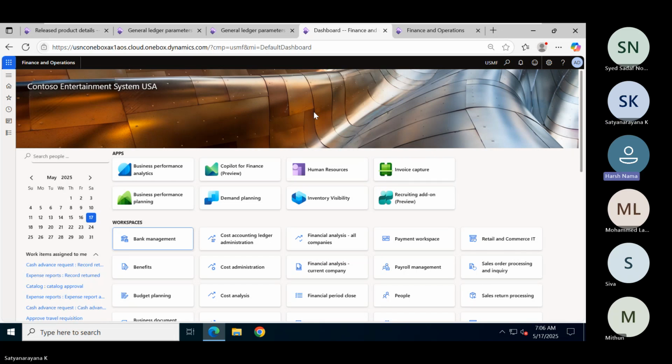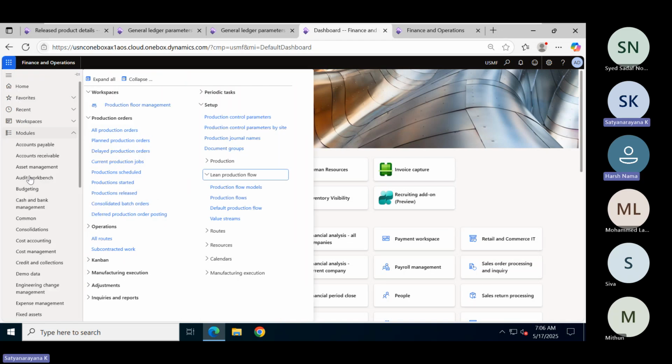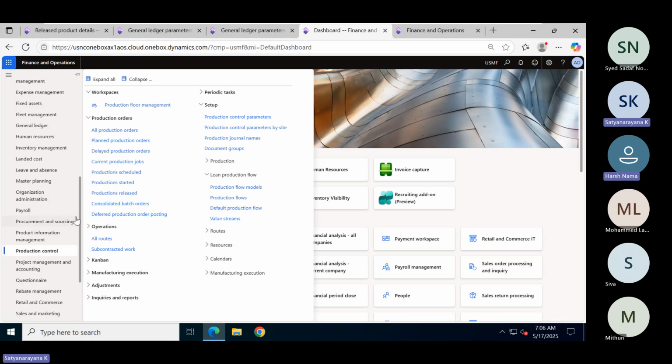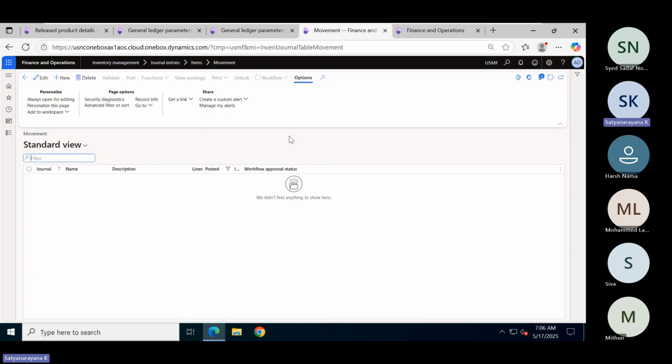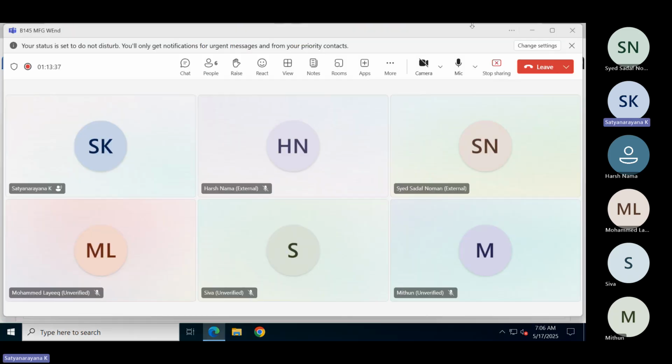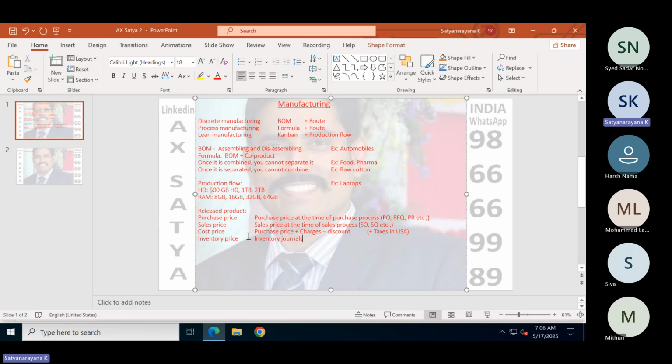Data import export framework. I totally agree with you, data export and import framework, but which journal? Movement journal. Yes, correct. So here we can use movement journal. Using movement journal, you are uploading. At that time, it will capture this inventory price.